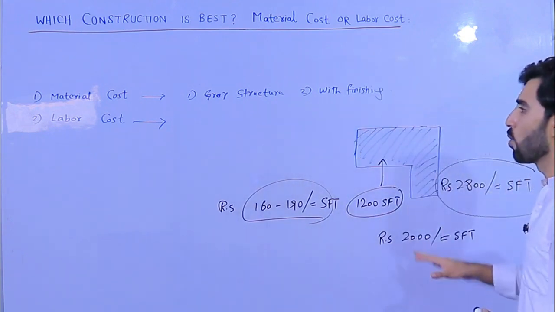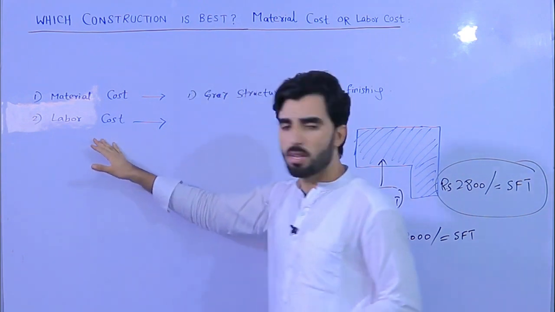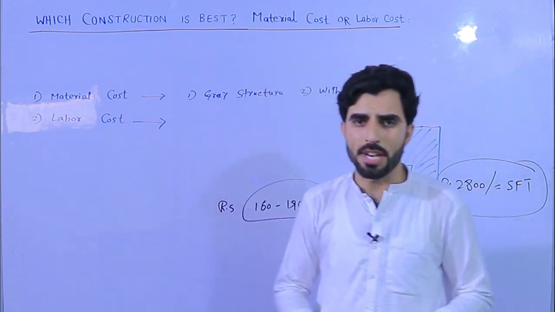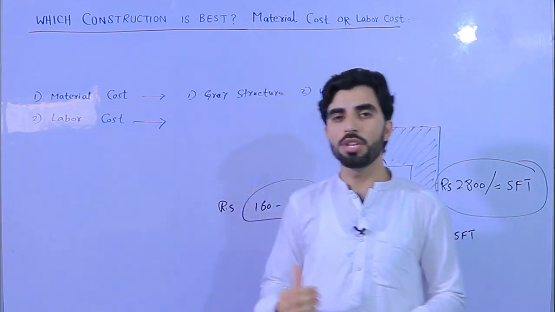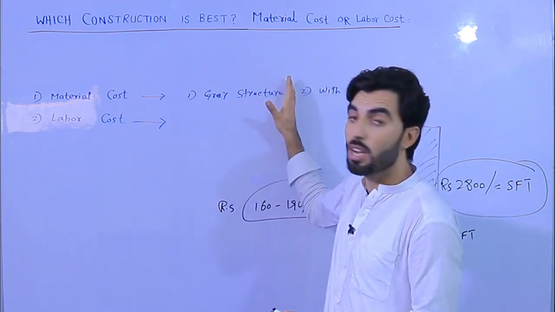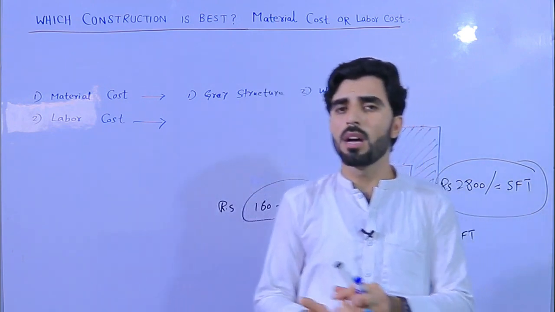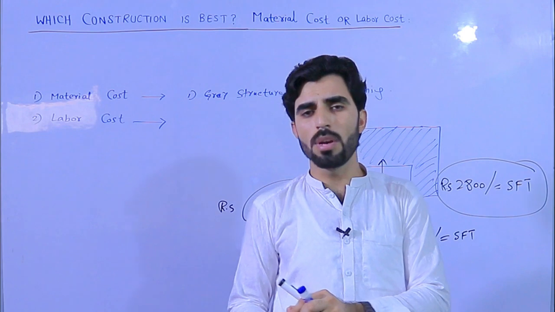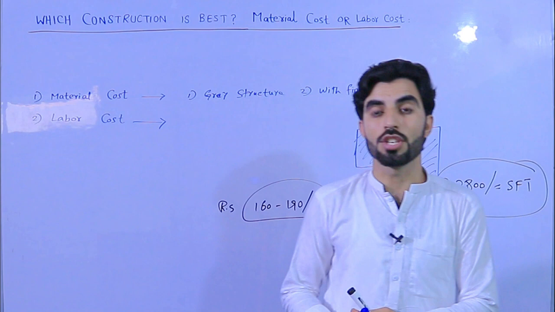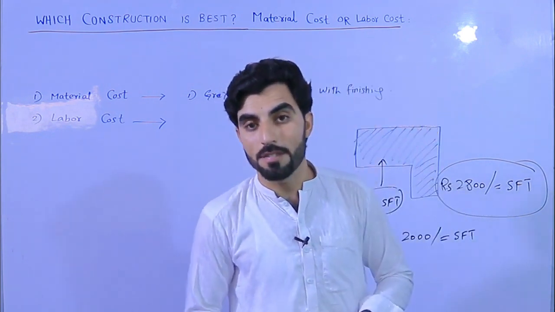Now guys, also remember one point in labor cost. You can bring more ideas, but in material cost, when you make the decision, they will give you the full gray structure, or with finishing. And by labor cost you can start from the foundation to the ground level, then in the second stage you can do the brick masonry, in the third stage you can start the RCC work, and in the fourth stage you can start the finishing work.